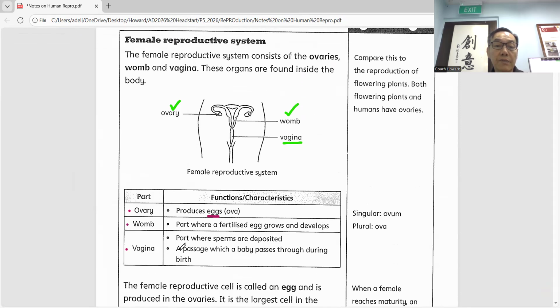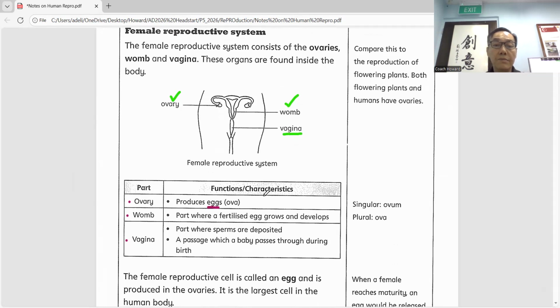And finally, the vagina is, there are two functions, is where the sperms are deposited and also where the fetus develops. Fetus means the unborn child develops in the womb, right? It will come out through the vagina. That's mean the baby head usually comes out first when it's up to the term for delivery.